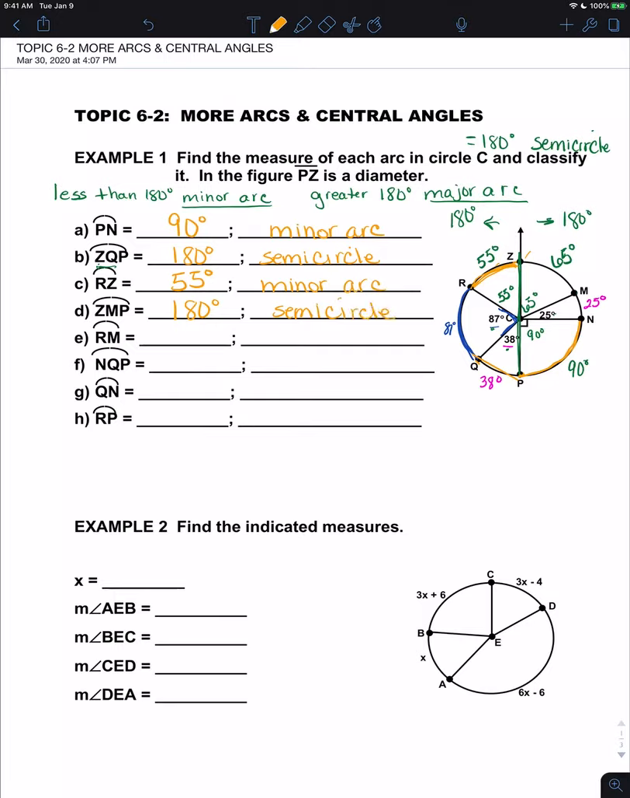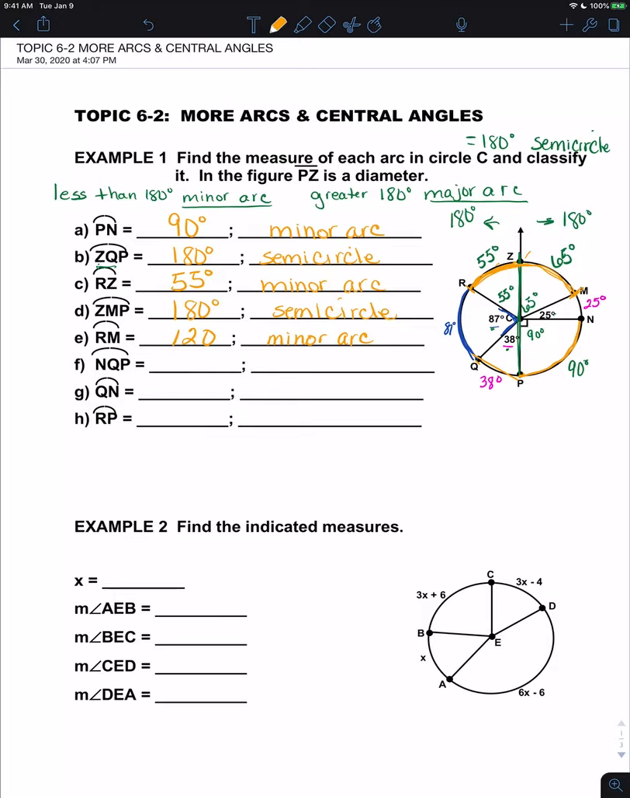R to M, well, since there's no letter in between it, it's going to be the shortest route. So R to M is going to be those two added together. 55 plus 65 gives us 120. And so that is less than 180, so it's also a minor arc.